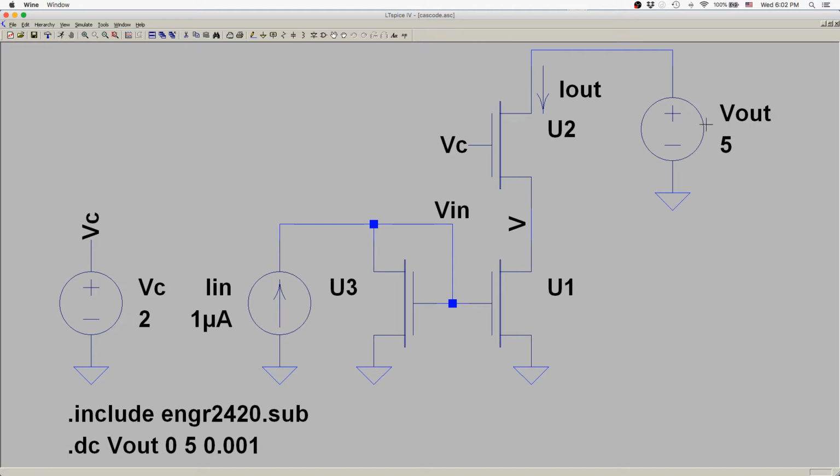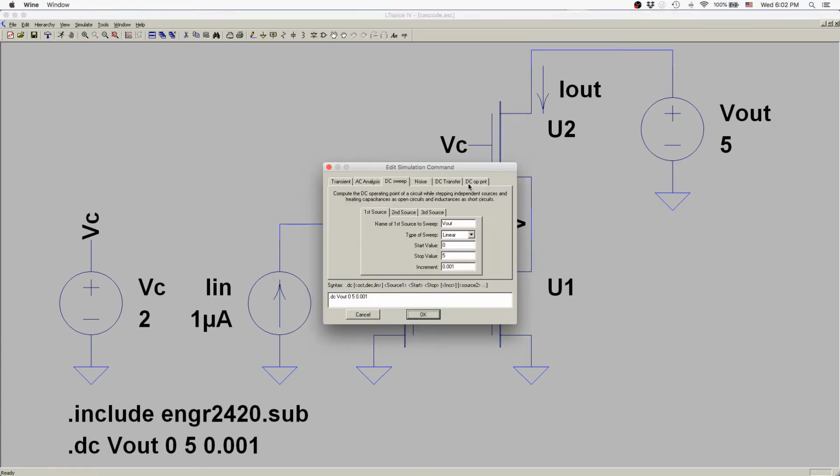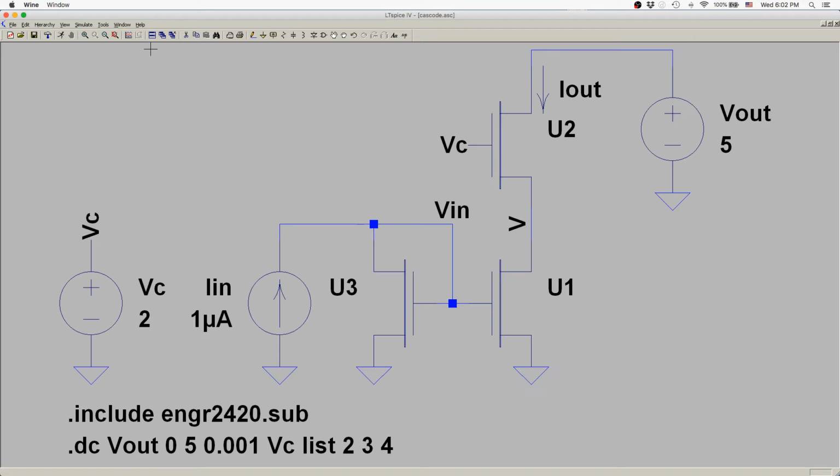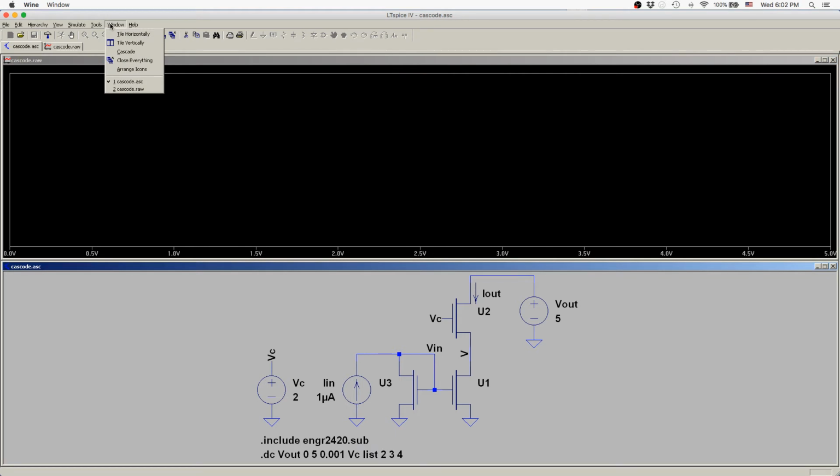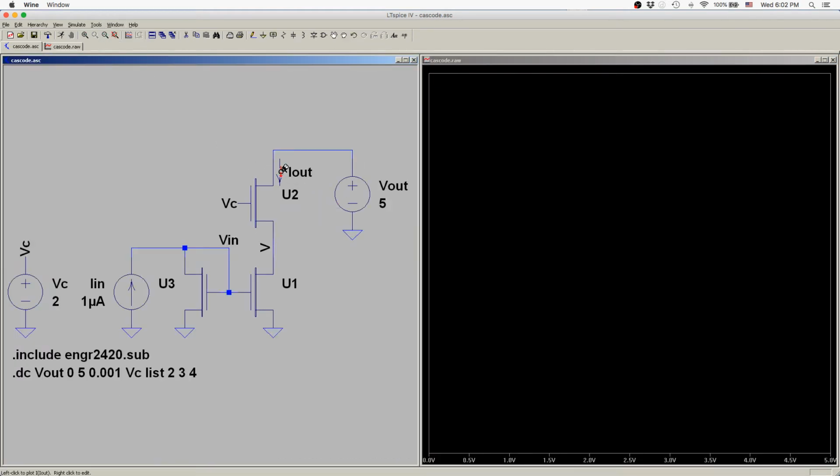So we're going to sweep the output voltage here, measuring the output current for several different values of the cascode bias voltage. So I'm going to edit the simulation command, and I want to sweep VC. I'm going to make it a list, and let's do 2, 3, 4. Okay, so let's run this. And we're going to tile these vertically.